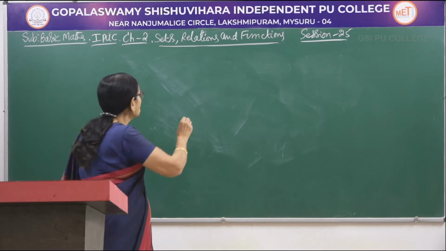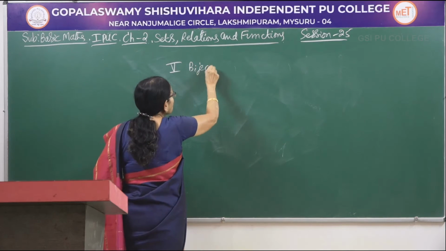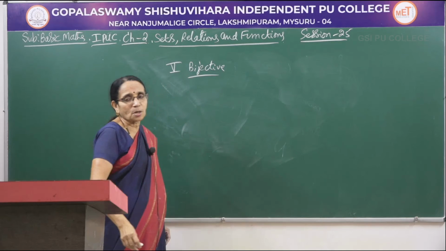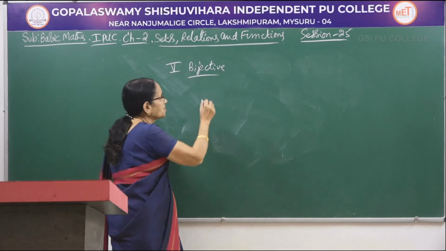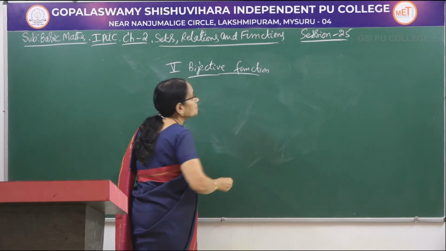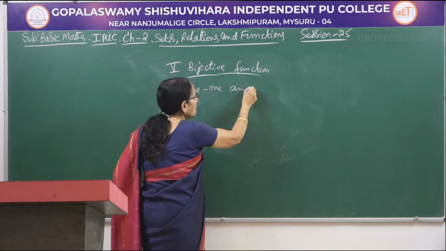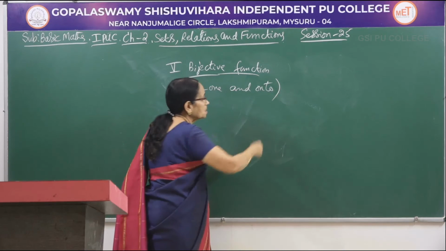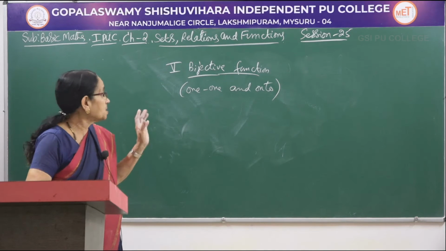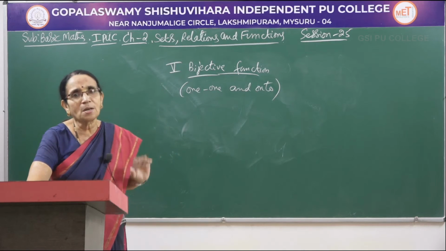Now, this one you have to remember carefully. It is called bijective. It is called a bijective function, or sometimes we call it a bijection also. Another way to say it is, it is one-one and onto. Both ways you can call it. It is a bijective function, or a bijection, or you call it one-one and onto.